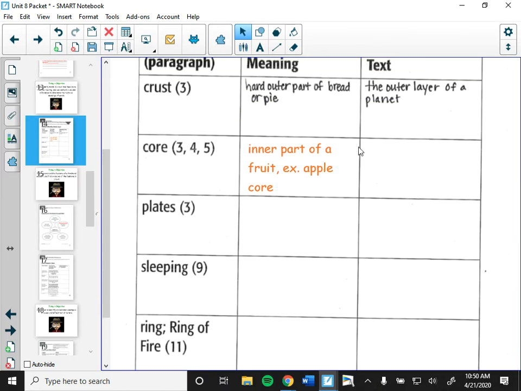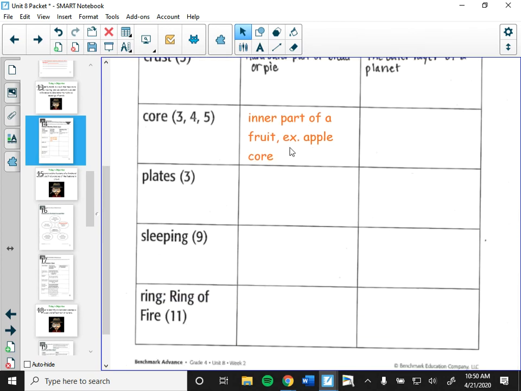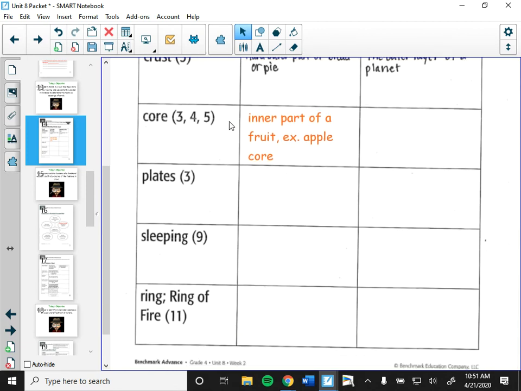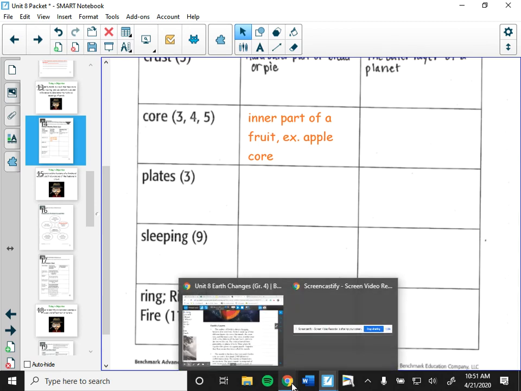You're going to fill out the entire thing. You're going to come up with the everyday meaning of all these words, and then you're going to look in the paragraph. Notice how the paragraphs are on the right next to it, in the parentheses: 3, 9, 11, and then core, 3, 4, and 5. You're going to note it, and then write down what it means in the text. What is the meaning of the word from the text? These words have multiple meanings. That is your job for today.